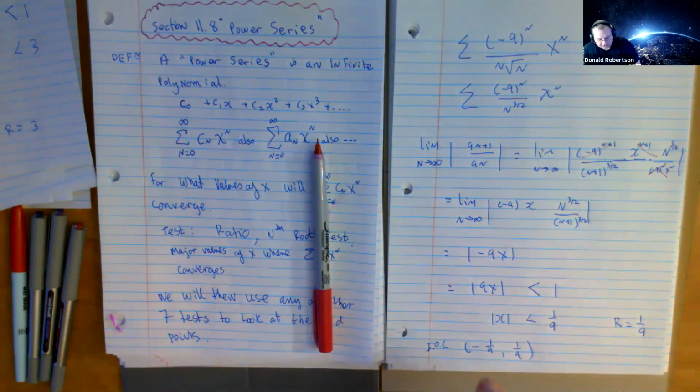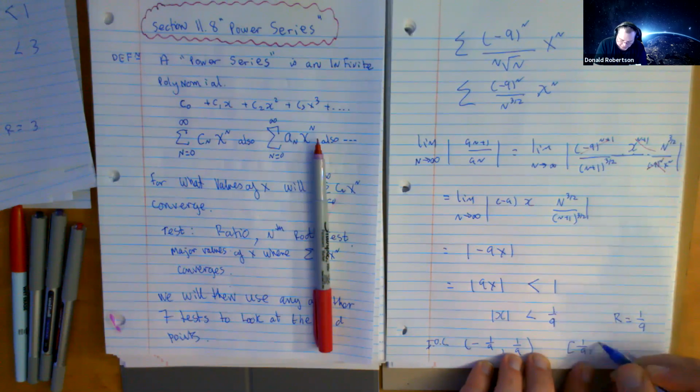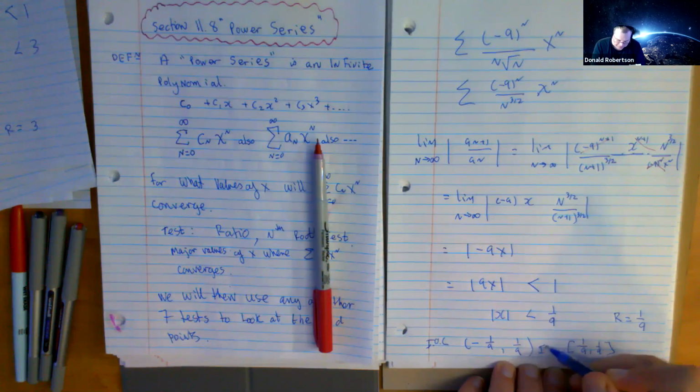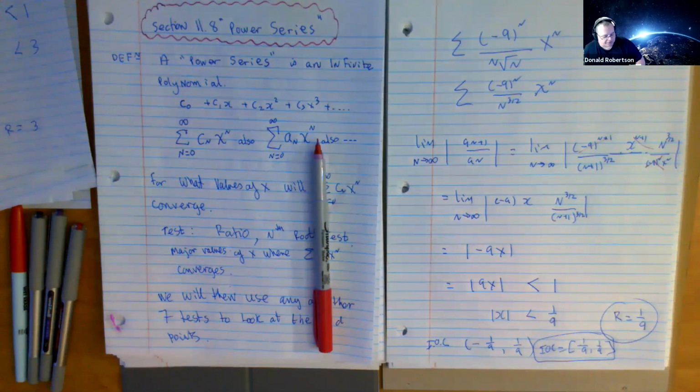And then I would test the 2 endpoints. And you're going to have to trust me on this, but the 2 endpoints, actually both of them converge, but you'll have to check them. I think one of them converges because it's an alternating series, and the other converges because it's 1 over n to the 3 halves, or 9 over n to the 3 halves, which doesn't change anything. And that's a p series where p is bigger than 1. So that will be your final answer to the interval of convergence, and that's your radius.